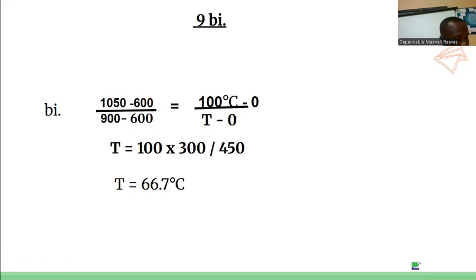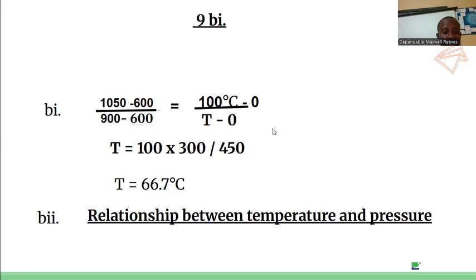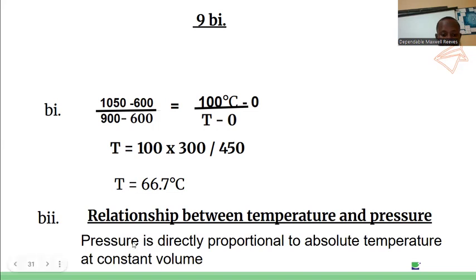9B2R. For 9B2R, we're asked to explain the relationship between temperature and that of pressure of gases. So the relationship between temperature and pressure can be explained through the pressure law. So we say pressure is directly proportional to absolute temperature at a constant volume. So this is the expected answer.